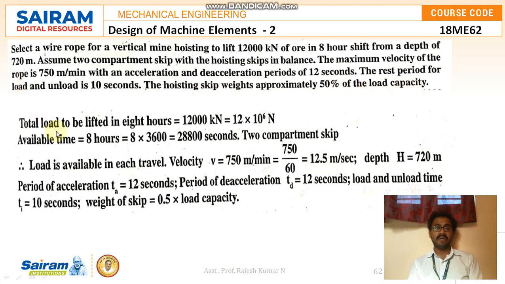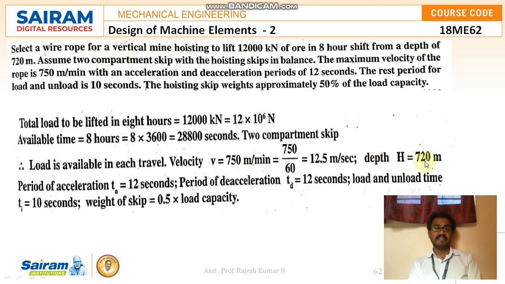So here the total load to be lifted in 8 hours would be 12,000 kilonewton. So convert that into Newton: 12,000 times 10 power 3, and available time is 8 hours. Convert that into seconds, so 28800 will be the available time, and the skip is a 2 compartment skip. So here the load is available in each travel. The velocity V equal to 750 meter per minute converted into meter per second, that means minute to second is 60.